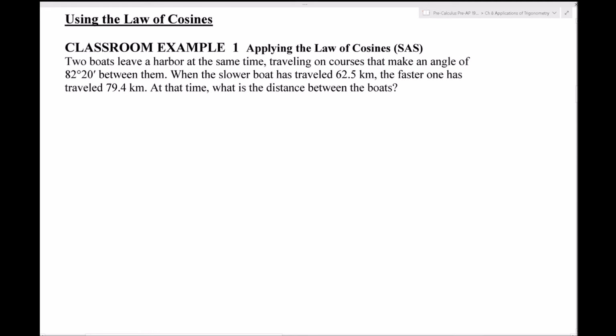So 2 boats leave a harbor at the same time, traveling on courses that make an angle of 82 degrees, 20 minutes. So they're gonna be jerks and pull that stuff back out. So the degrees, minutes, seconds system. That's not too bad, because 20 minutes isn't too bad to convert back to decimal degrees. The problem is, though, that if they gave this to you in degrees, minutes, seconds, your other answers are supposed to be reported in degrees, minutes, seconds. So 82 degrees, 20 minutes. So 2 boats leave harbor at the same time, and they make that angle.